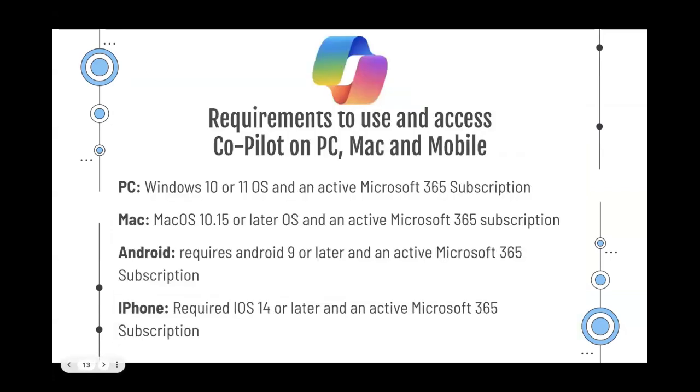So there are some requirements if you want to use and access CoPilot. Specifically for PCs, you must have Windows 10 or 11 OS, and as well an active Microsoft 365 subscription. You must always have Microsoft 365 in order to use this assistant, because it comes with those applications. So you can't just get the AI on its own. You have to use it within one of these apps, which requires a subscription.